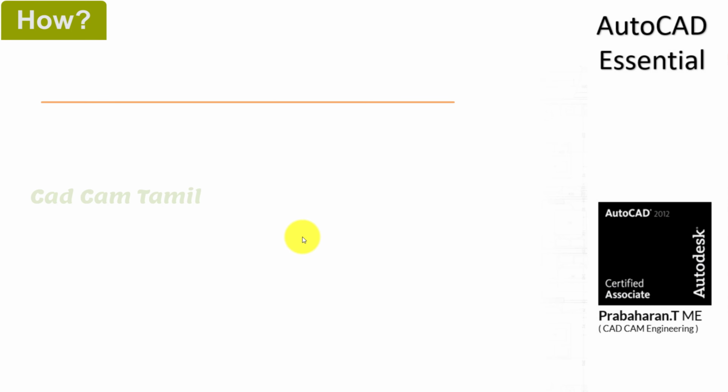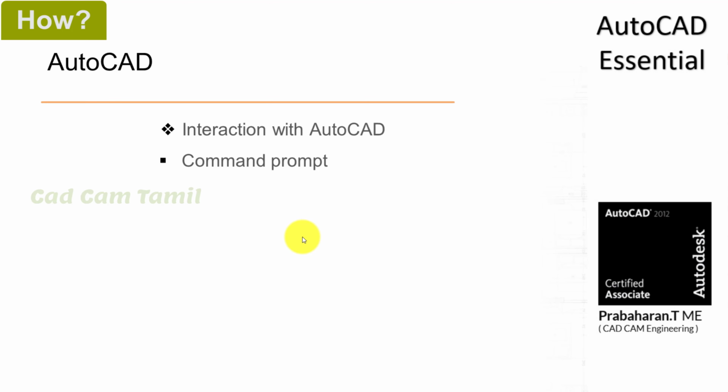Next, how are we going to approach, how are we going to communicate with the AutoCAD program? There are three ways. One is through the command prompt, another is the menu bar, another is the toolbar. What is meant by command prompt, menu bar, and toolbar, we will discuss in the next session. And in each session we are going to have hands-on practice. First we will discuss the concepts, commands, basics of the commands. Then we will practice with live examples.